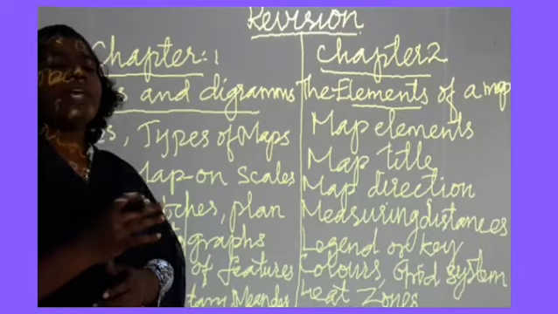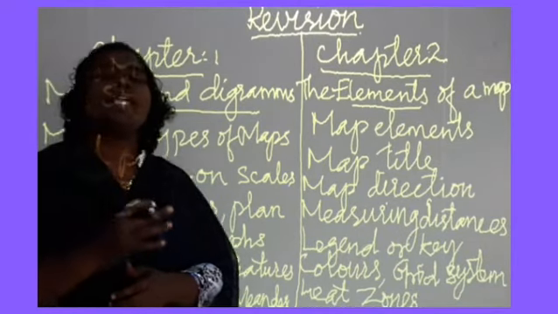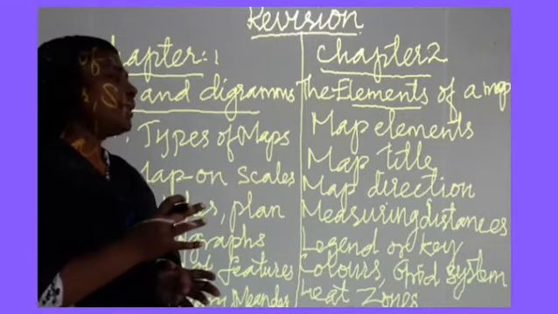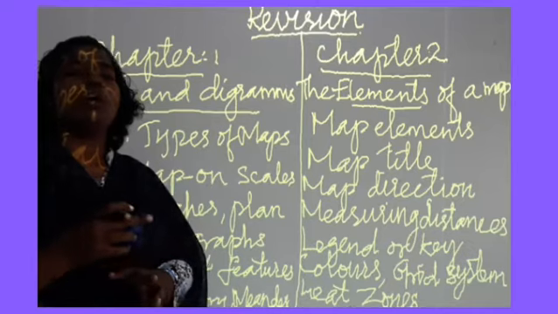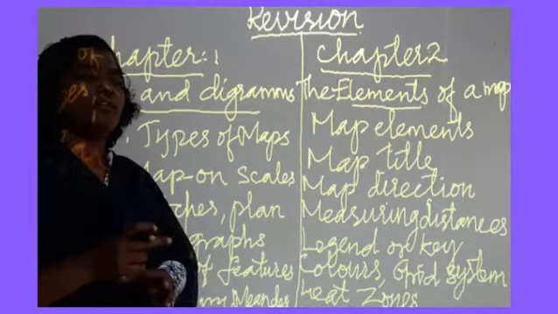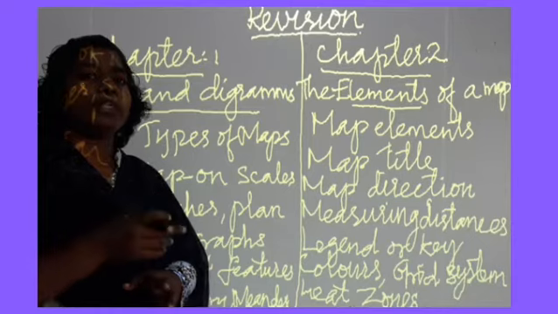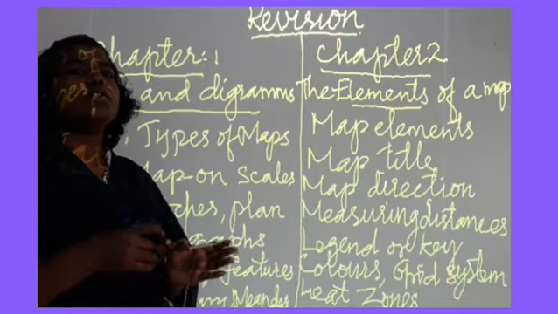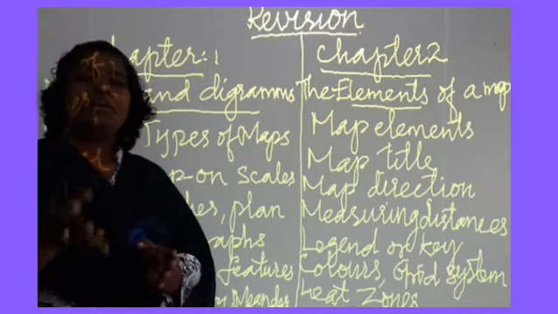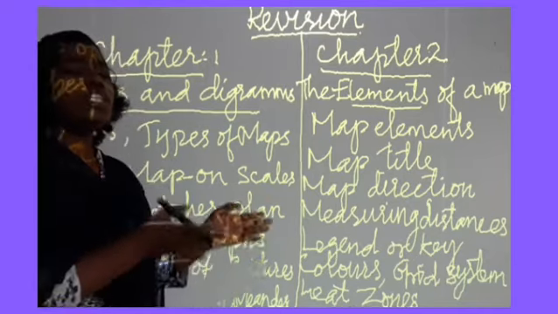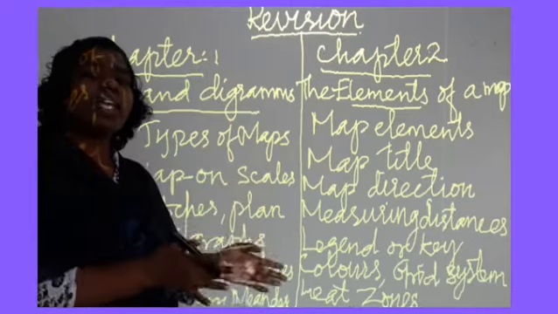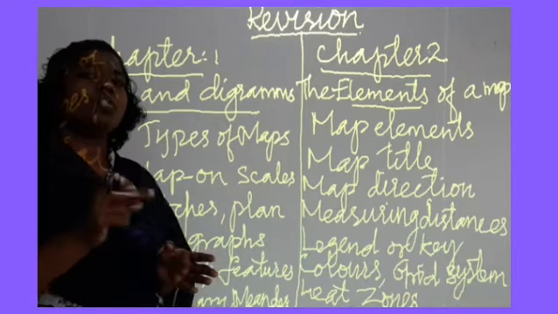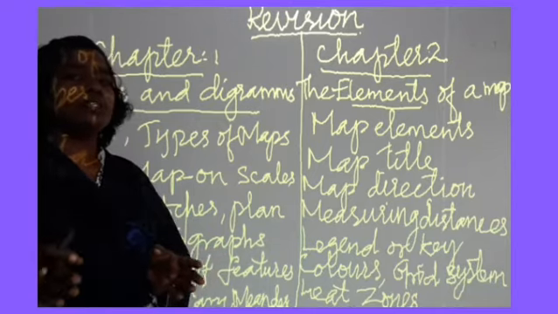Apart from the cardinal directions, there are also intermediate directions. The directions which come in between the main directions are called intermediate directions. For example, northeast, northwest, southeast, southwest. This intermediate direction is again classified into sub-directions like south-southwest, north-northeast, like that.